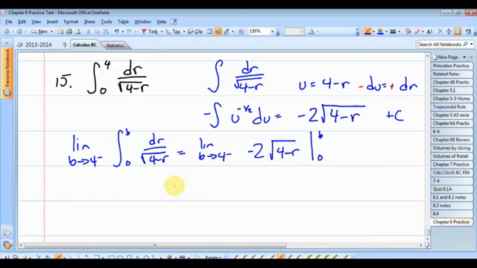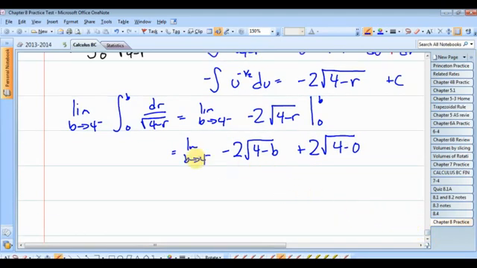Okay. Substitute. Limit as b approaches 4 from the left, negative 2 times root 4 minus b plus 2 times root 4 minus 0. If b approaches 4, we can do 4 minus 4. 0. 2 times 0. So negative 0 is still 0. This is 4. And so the integral from 0 to 4 of dr over root 4 minus r is equal to, we said 4, right? Yeah.